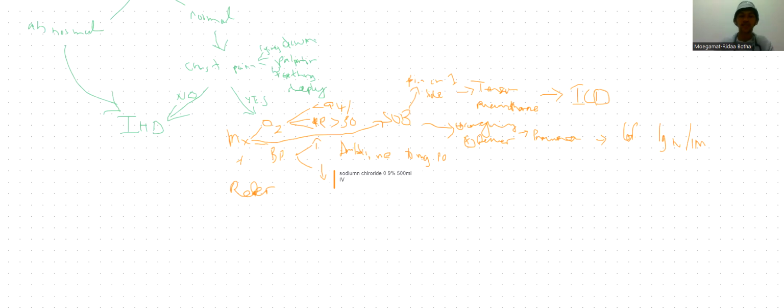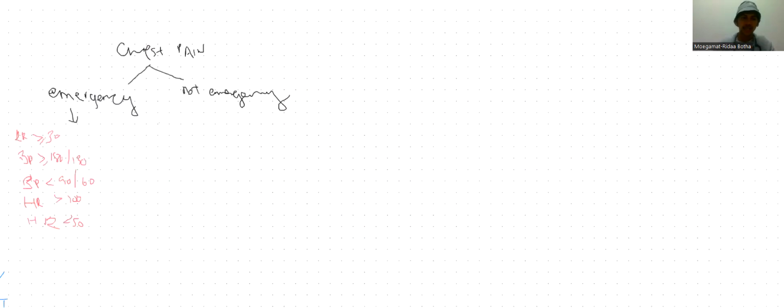Then if it's not an emergency, right? So in this case, it's not an emergency. Okay. So if it's not an emergency, like you have recurrent episodes of central chest pain, brought on by exertion and relieved by rest. Okay, so ischemic heart disease again.